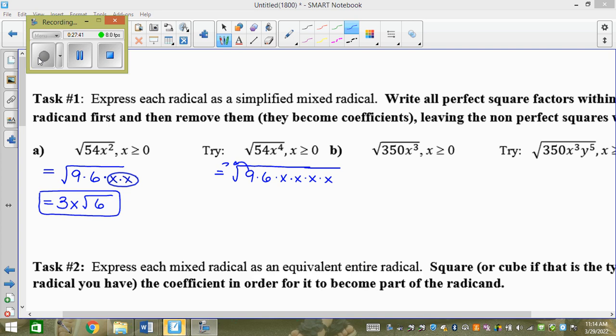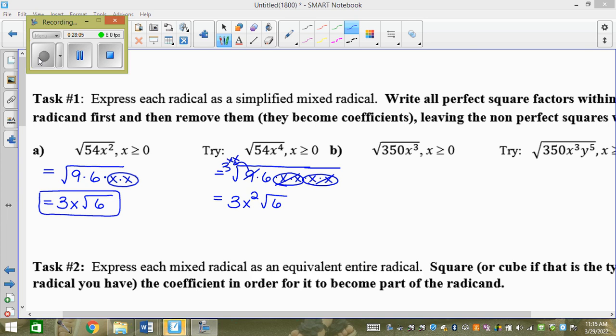The 9 comes out as a 3. These x's come out as an x. These x's come out as an x. Right? So I would get 3x^2 root 6. Okay? They fully came out because there was an even number of x's and there's an even index, right? So all the x's can come out.